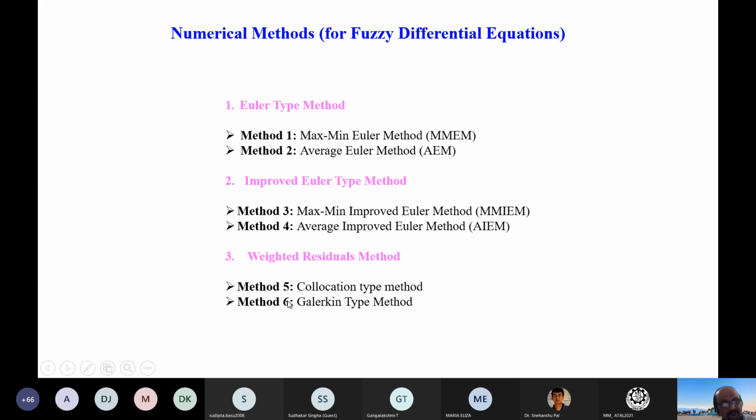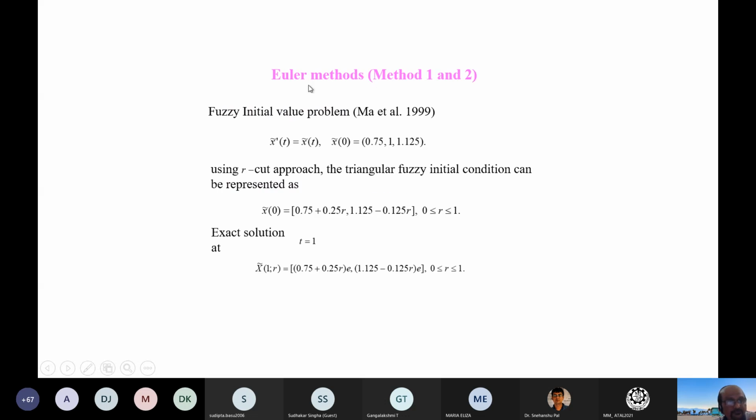Okay. So the Euler method, this is a simple one that we used to do on the board in the BTech first year class, that is dx by dt is equal to x, t, x(0) is equal to some value, suppose 1. So here you see we have just put this x tilde 0 as a TFN having three elements, 0.75, 1, 1.125. So again, this can be written in terms of R-cut. So the exact solution for t equal to 1, I can find directly here. This is different, actually some author has given.